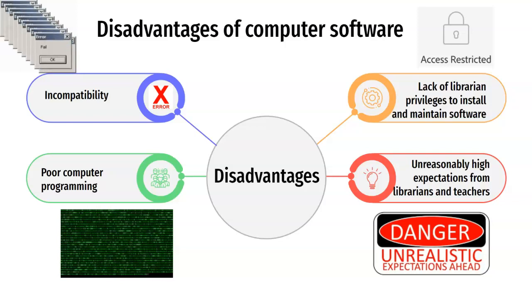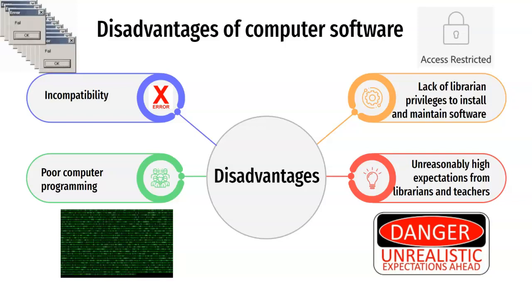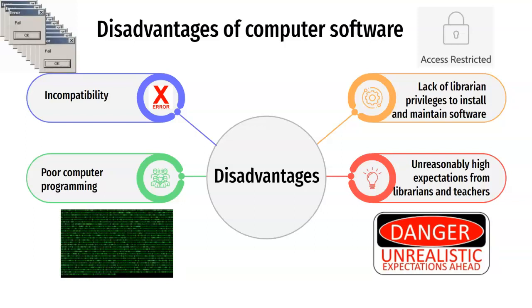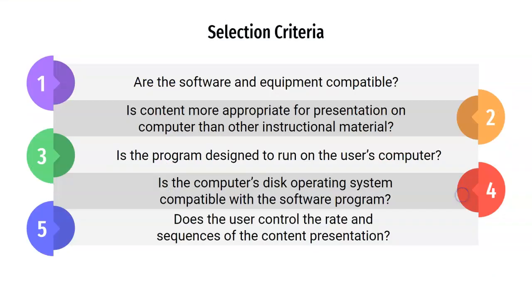Number 3, we see lack of librarian privileges to install and maintain software, which sometimes means that the librarian themselves cannot do so and require assistance from the tech room or even school or district level administration. And last but not least, we see unreasonably high expectations from librarians and teachers, primarily in terms of how quickly it takes to master that software, both for themselves and for their students.